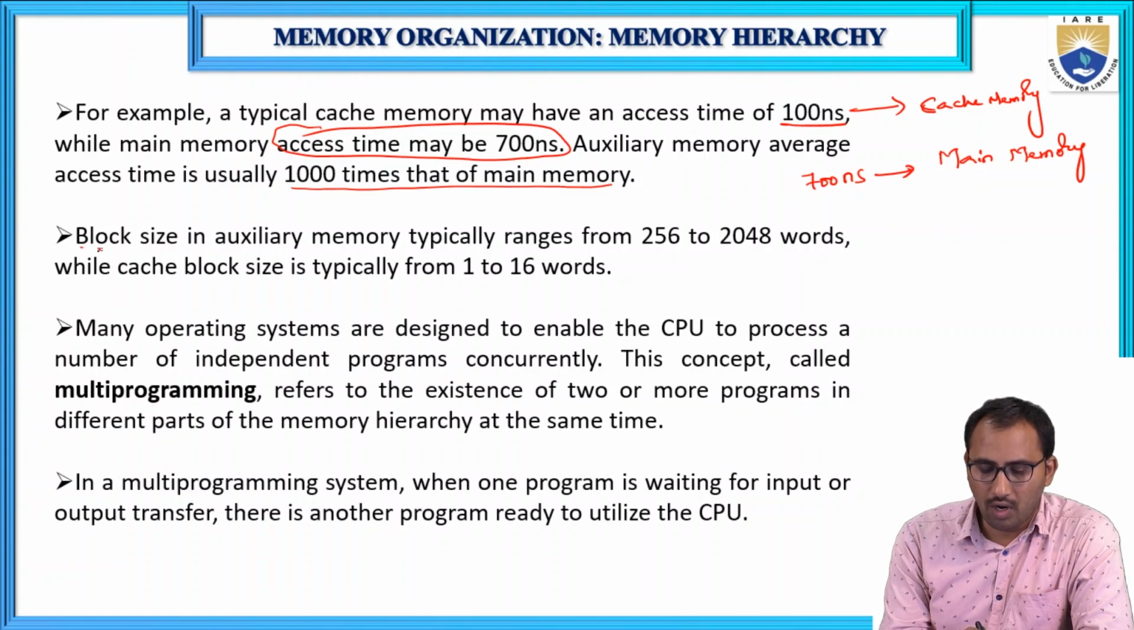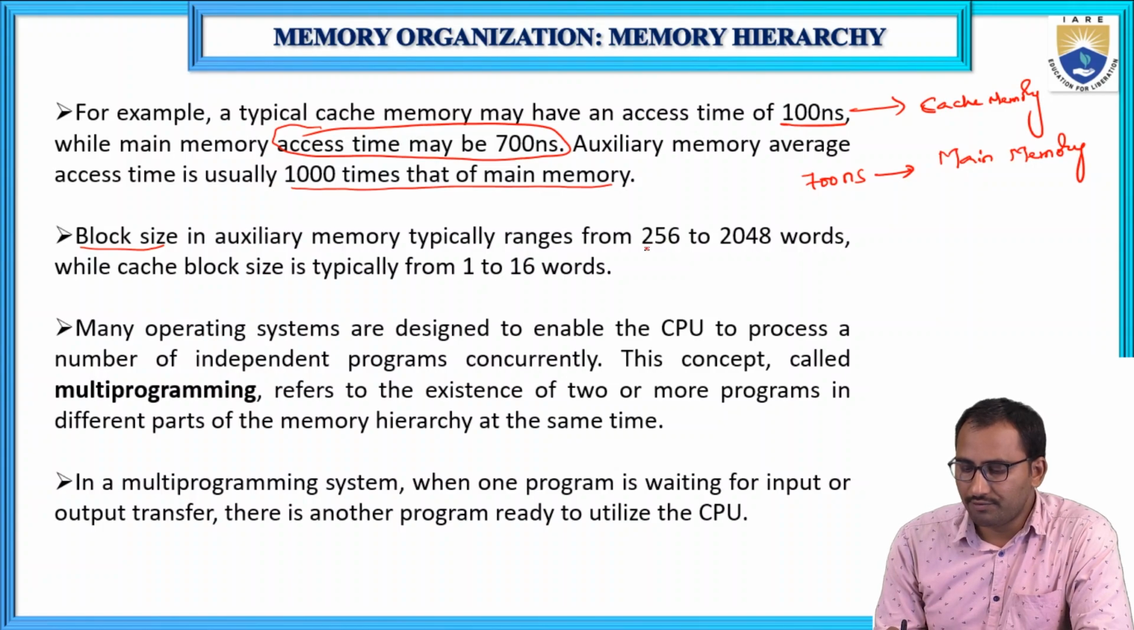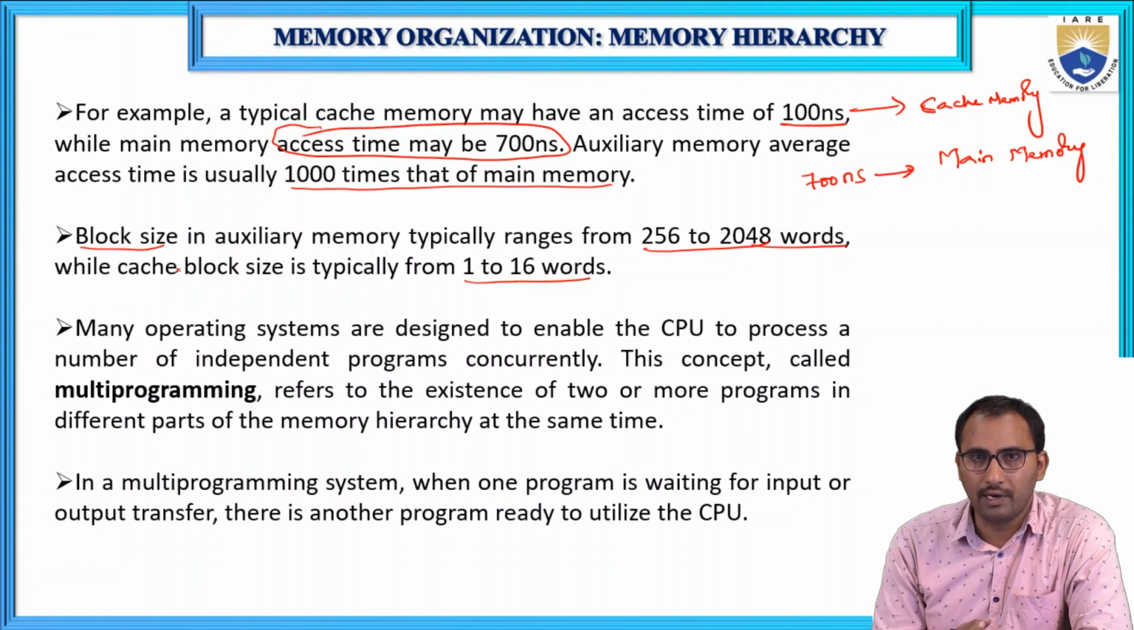If you come to the block size, the block size in auxiliary memory typically ranges from 256 to 2048 words, while the cache block size is typically from 1 to 16 words, because the cache memory is very small when you compare it with the auxiliary memories.